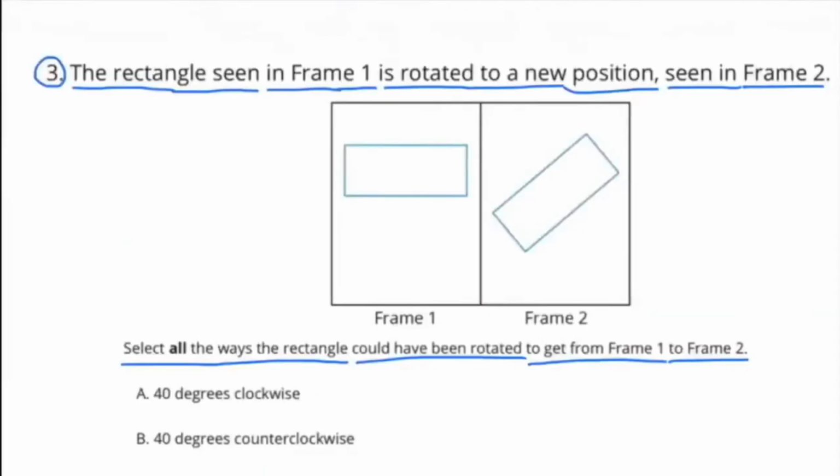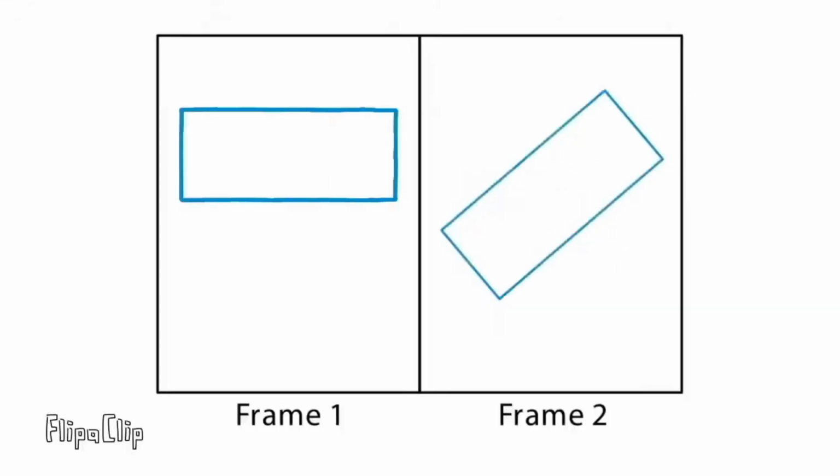Number 3. The rectangle seen in frame 1 is rotated to a new position seen in frame 2. Select all the ways the rectangle could have been rotated to get from frame 1 to frame 2.